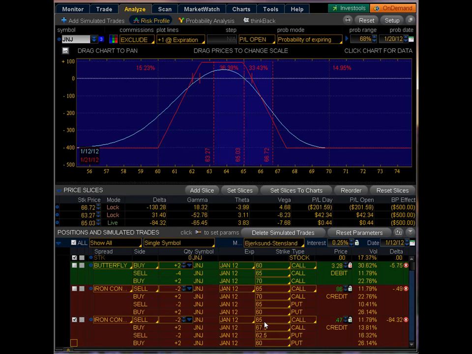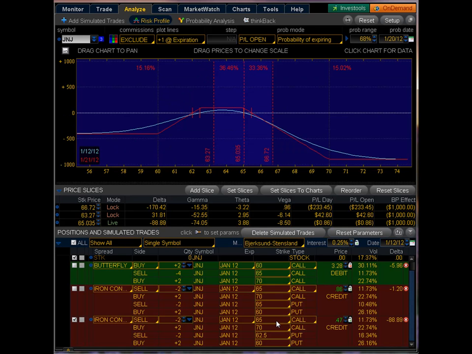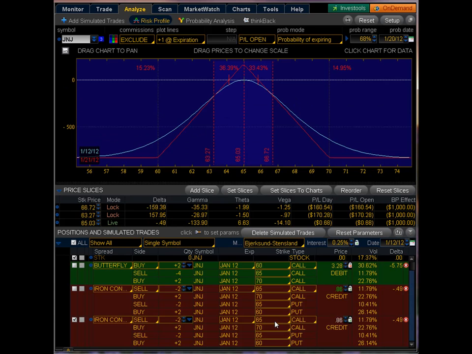So I still have my call at 65, just like I have it here. Well, let's make these a little bit the same. So our longs would be the same. Put this at 65. Okay. So now our longs are exactly the same.